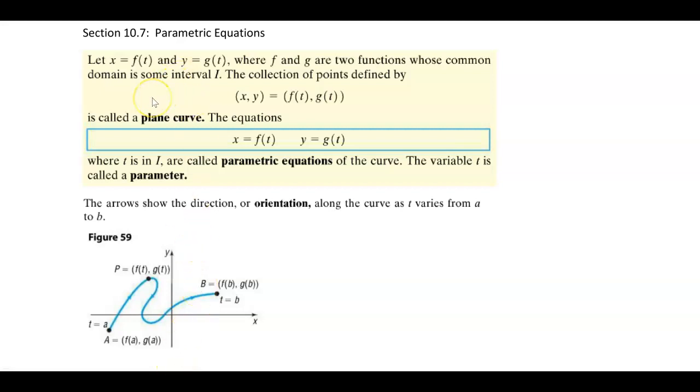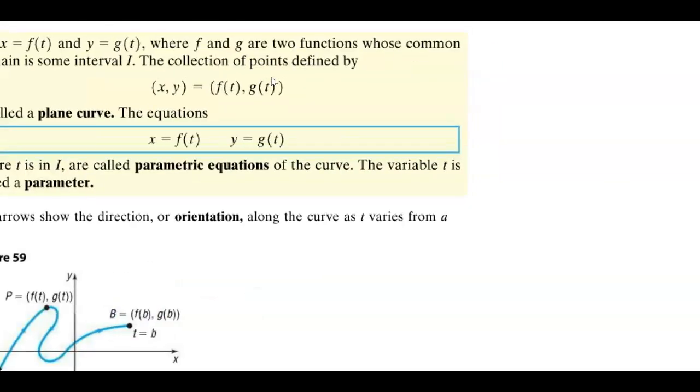Hello everyone, welcome back to another pre-calculus video. In this video, we are going to look at parametric equations. So parametric equations is a way to describe motion in terms of another parameter. Usually we're thinking about with respect to time.